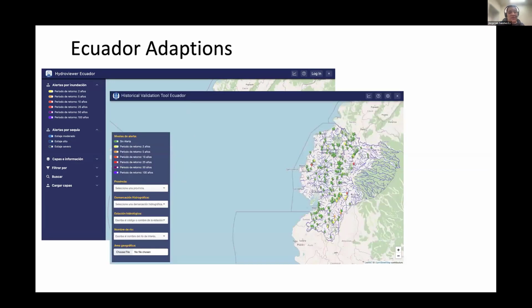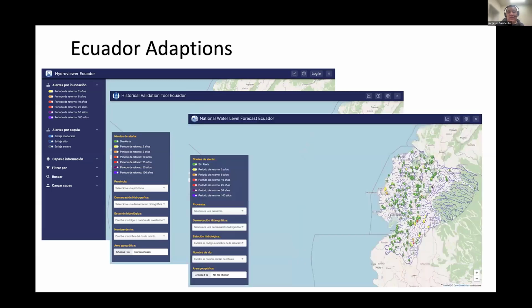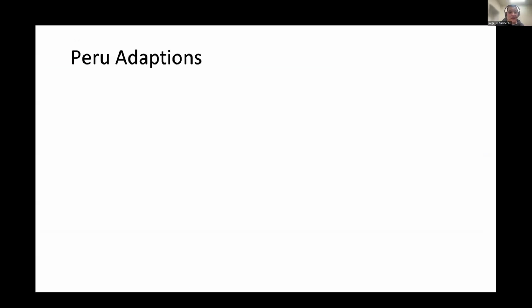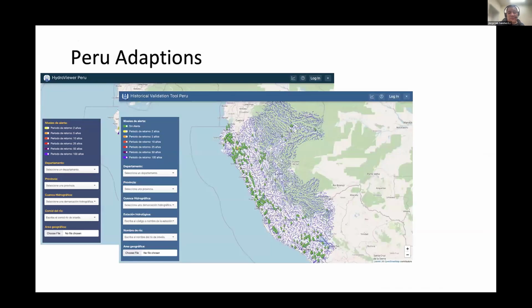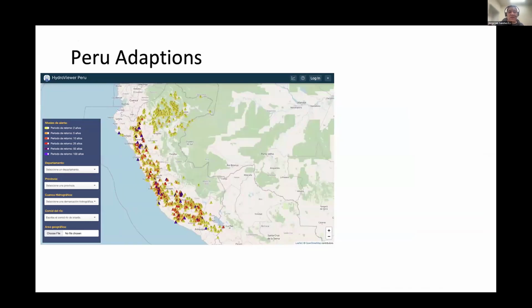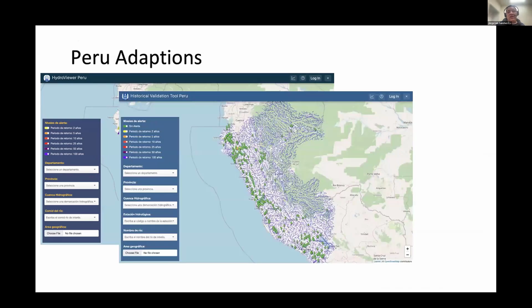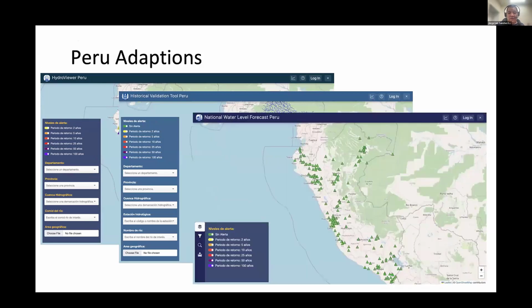They also developed the historical validation tool for the historical streamflow and discharge data and the national water level forecast. And similarly in Peru, we didn't have that many customizations, so we have the original warnings from the GeoGloWS model, the historical validation tool, and the national water level forecast using the observed discharge data and the observed water level data.